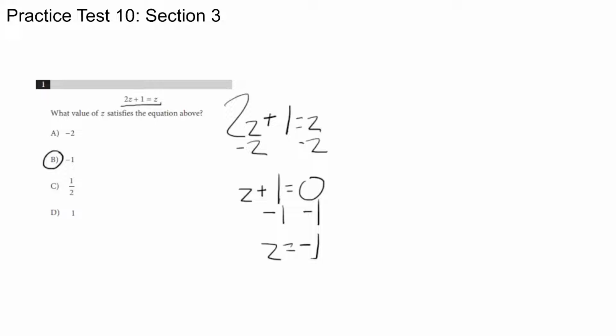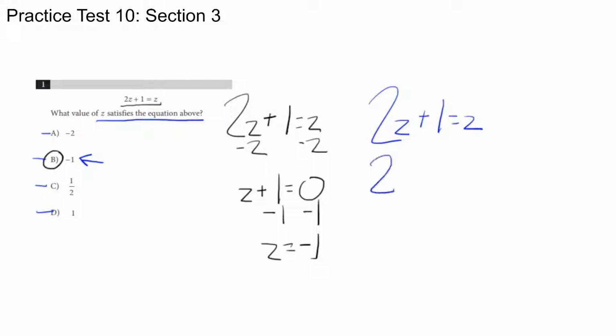There is another way I can think about this question. So again, it asks what value of z satisfies the equation above? Well, I know my answer either has to be -2, -1, 1/2, or 1. So what I'm going to do is assume that one of my answers is correct and see if my question works with that as my answer. So again, if my equation is 2z plus 1 is equal to z, I can assume that one of these values is correct. And since we already did the work, I'm going to use answer choice B.